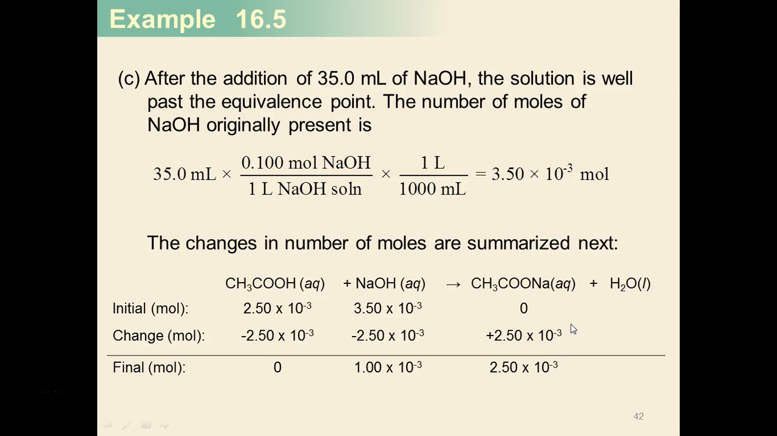Now, after the addition of 35 milliliters of sodium hydroxide, this is the point at which you have excess strong base and all of your weak acid has reacted. So the amount of moles of strong base is 3.5 times 10 to the negative 3. It's going to react with the entirety of the moles of acetic acid. So all of these moles are going to be used up. There's going to be no acetic acid left. But you'll still have 1 times 10 to the negative third moles of sodium hydroxide left, along with 2.5 times 10 to the negative third moles of sodium acetate, including that acetate ion.